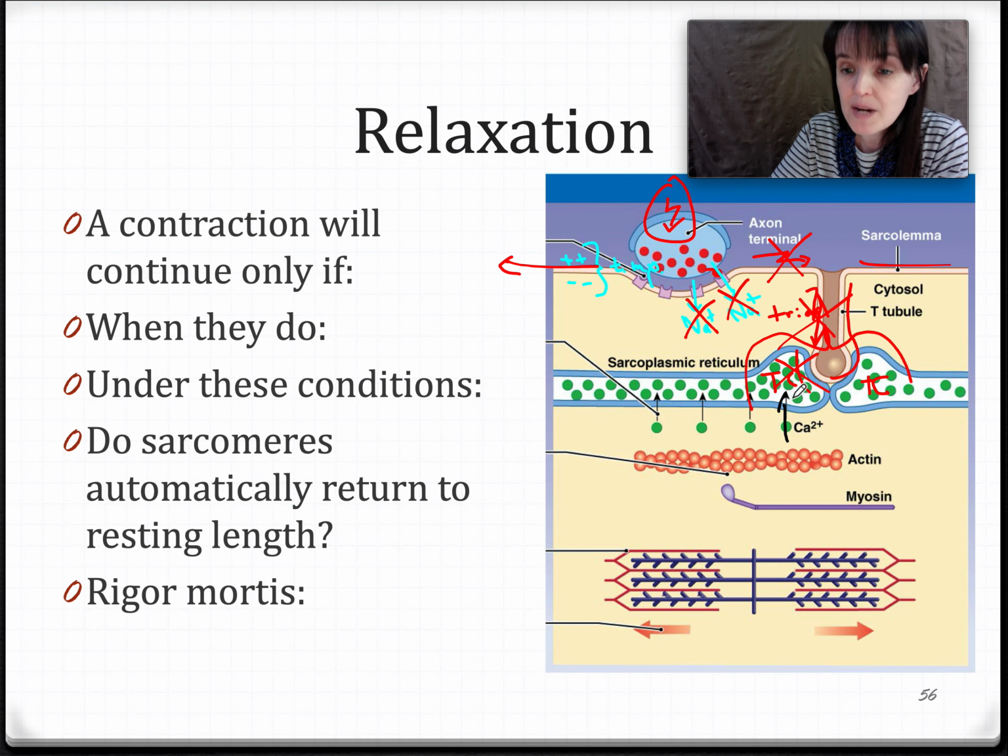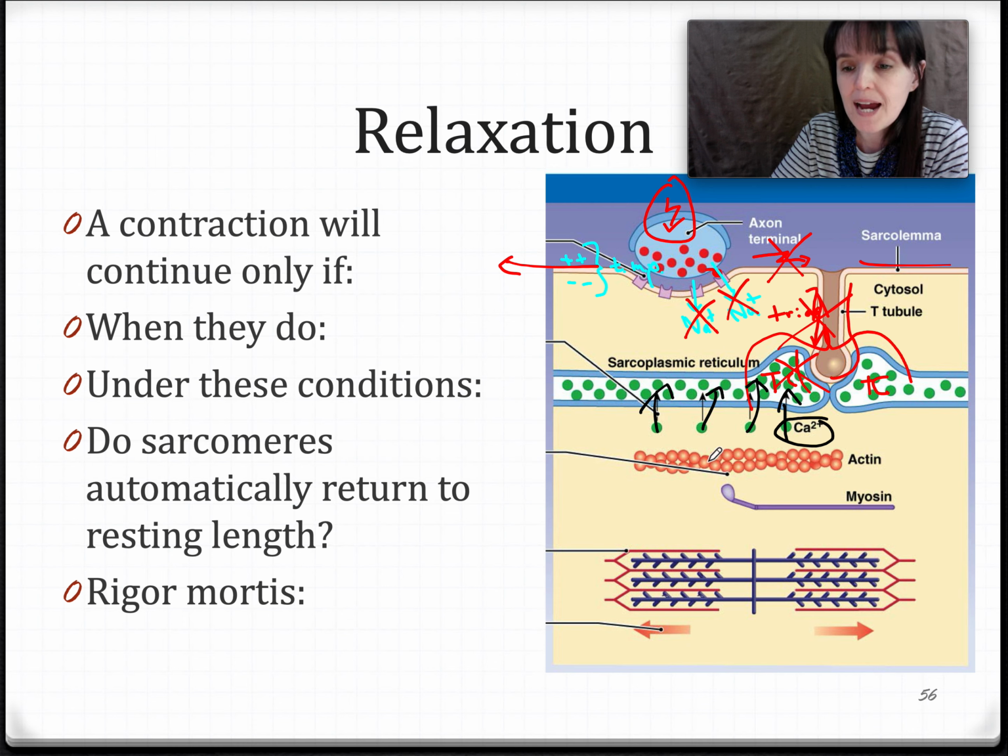are calcium ion pumps in the terminal cisternae and the rest of the SR that pump the leftover calcium back into storage in the sarcoplasmic reticulum. And that includes, of course, the terminal cisternae of the sarcoplasmic reticulum.